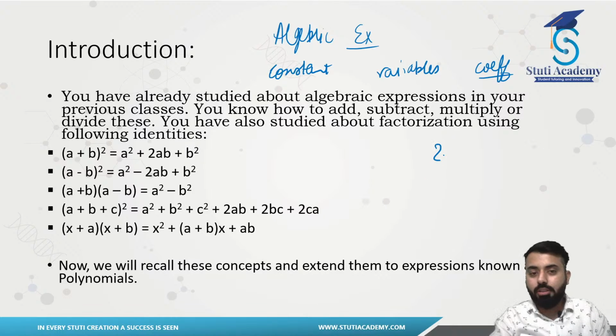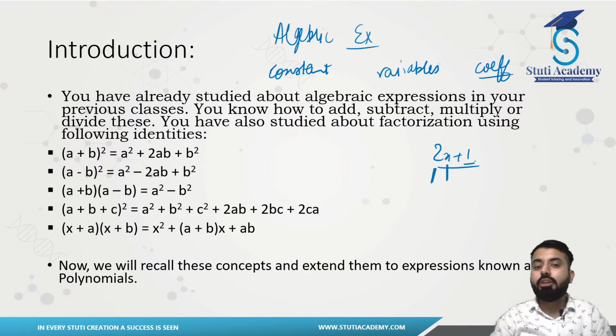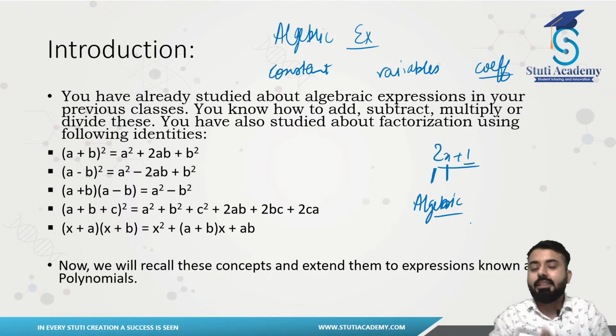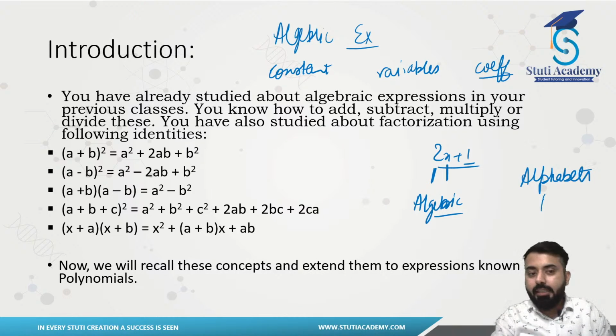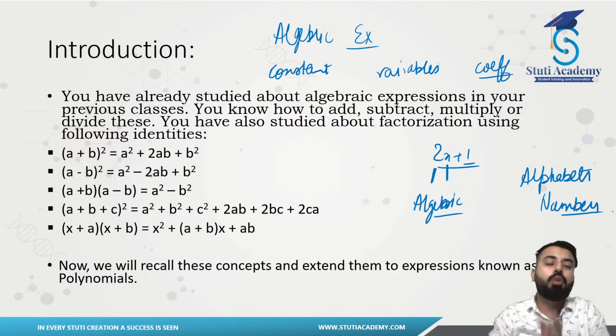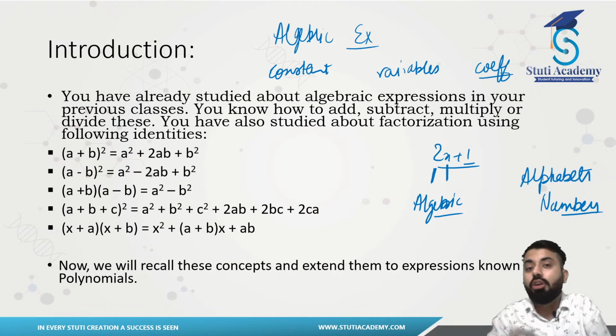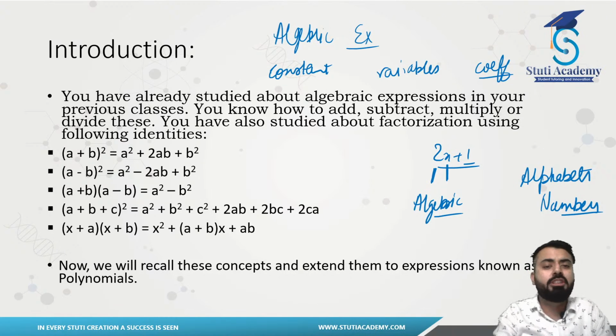If you remember 2x plus 1, this is your algebraic expression. You see we have a coefficient 2, a variable x, and a constant value 1. So what is an algebraic expression itself? Algebraic means when you have a statement in the form of alphabets and numbers. When you use both of these to denote some quantity which is actually not known to you, but you just assume that it has to be that, that kind of expression is your algebraic expression.